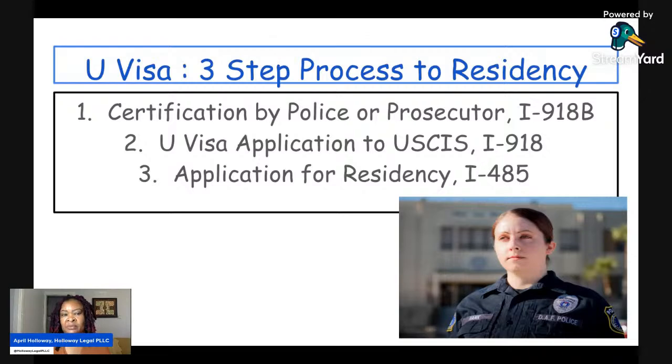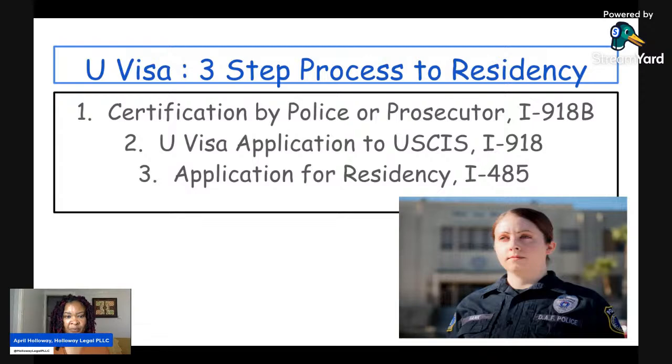There is no time frame for this particular document. So you can give this to the police and they can take a month to sign it, they can take a year to sign it. They're not required to review it and sign it by any particular time frame. Once you have that document signed, then you're going to ask USCIS to designate you as a U visa recipient.